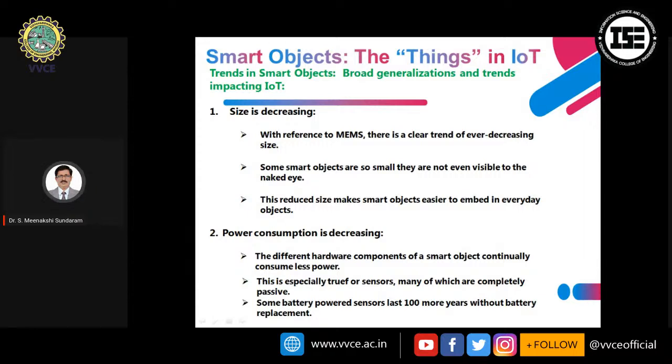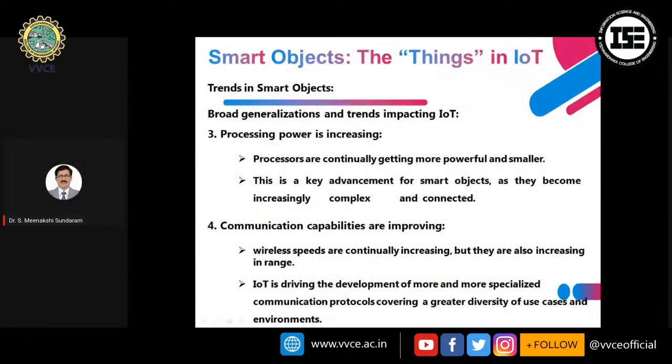And the power consumption, as I told, we are able to work on the power management of these devices, wherein we are able to ensure that more power capabilities have been built into the batteries, where even some batteries are powering sensors which can last for more than 100 years without battery replacement. That is the recent technology with respect to power consumption. Similarly, processing power is increasing and processors are becoming more and more powerful and miniature in size. And this is a key advancement for smart objects as they become increasingly complex and connected.